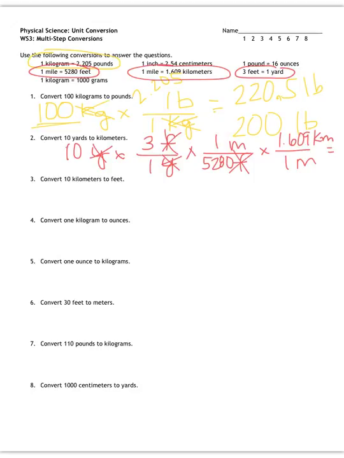All right, so let's see. 10, we're going to multiply by 3 because that's on the top and divide by 1. Then multiply by 1 and divide by 5,280. Then multiply by 1.609 and divide by 1. Now this number does only have one significant figure. So for my answer, 0.009 kilometers also has one significant figure.